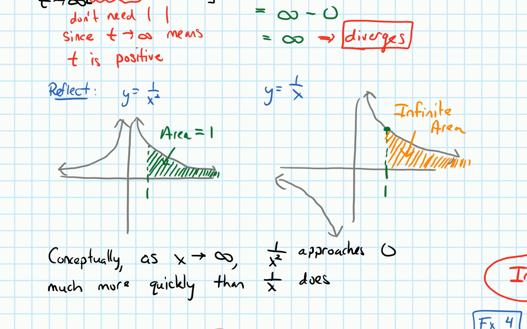All right, so back to our notes. I just want to write that down basically. So conceptually, as x approaches infinity, 1 over x squared approaches 0 much more quickly than 1 over x does. And as a result, so that arrow just means this, it means the area under 1 over x squared is significantly smaller.